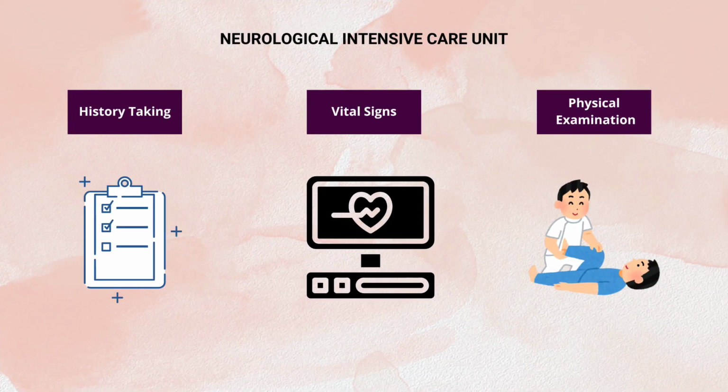In this unit, we focus on three key aspects: history taking, which involves gathering comprehensive patient information, vital signs monitoring to track critical health indicators, and physical examination to assess the patient's neurological status and identify any abnormalities.